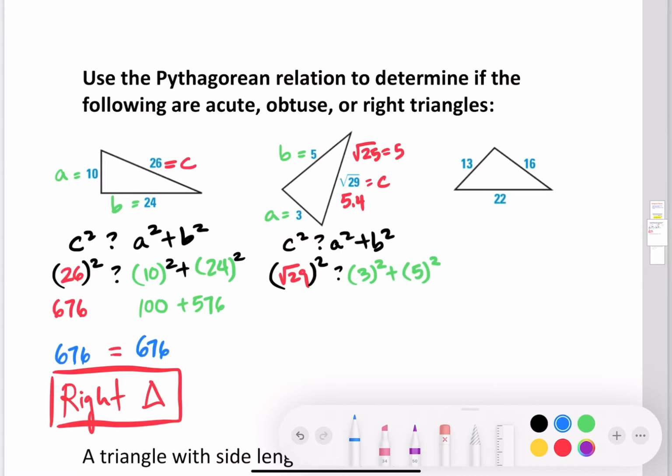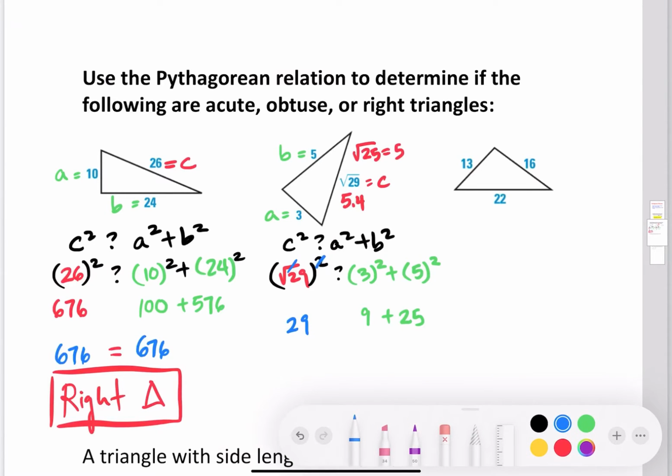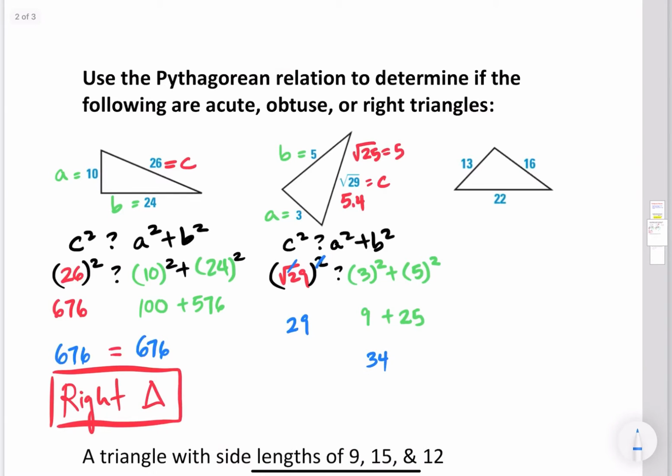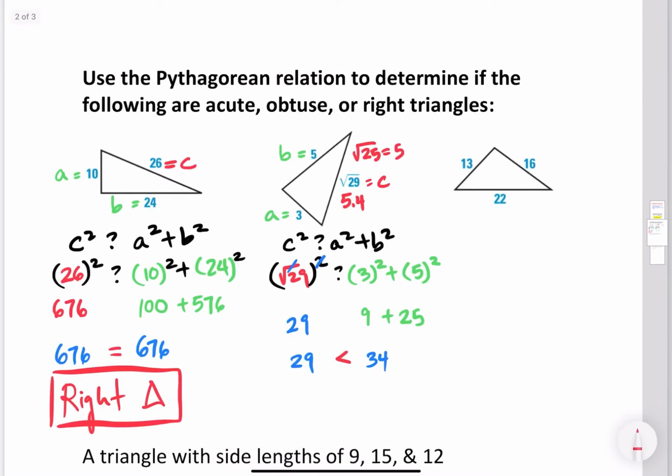Now, the square root of 29 squared, that will cancel the square and the square root out, leaving us with 29. And then we have our 3 squared, which is 9. And we have our 5 squared, which is 25. Now, a lot of us may already know what this is going to end up being because, well, 9 plus 25 is going to give us 34. And well, if we compare that with 29, we can see that 29 is less than 34. And because it's less than 34, that means we're dealing with an acute triangle. Remember, less means smaller, which means it's going to be acute.